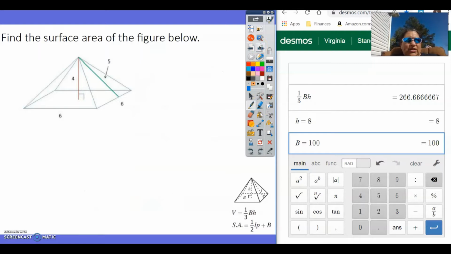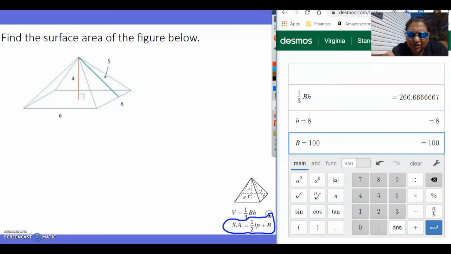All right, on the next one, I might have to write a little bit more, so I'm going to set it down. It says, find the surface area of the figure below. So we're going to come down here to the bottom, circle surface area. There are a few things we're going to have to find. We're going to have to find L, which is the slant height, which is right here. So I'm going to put equals L, which is slant height. So write it down.